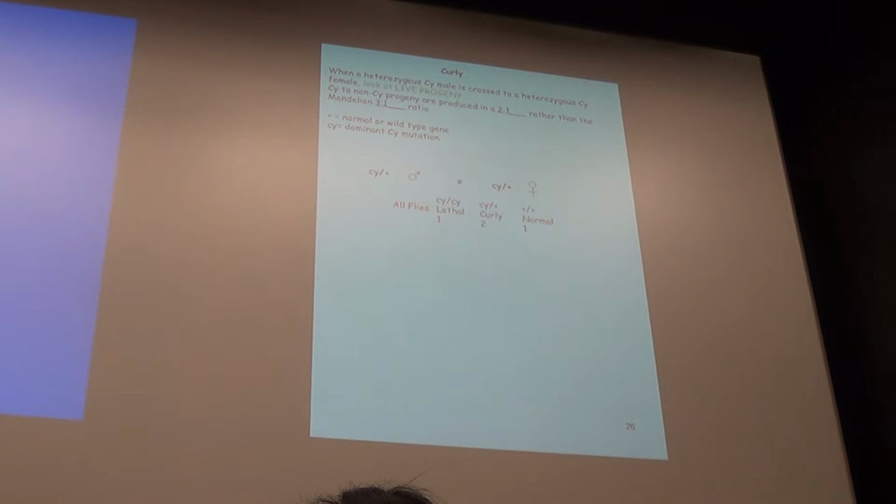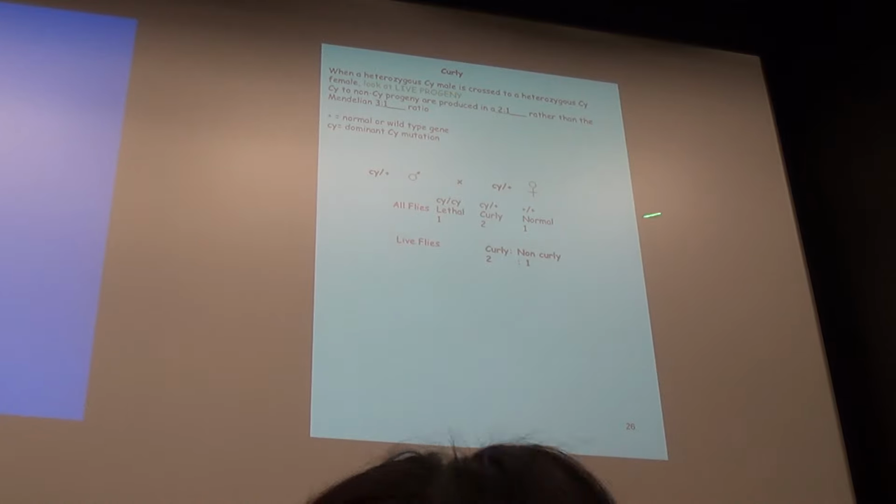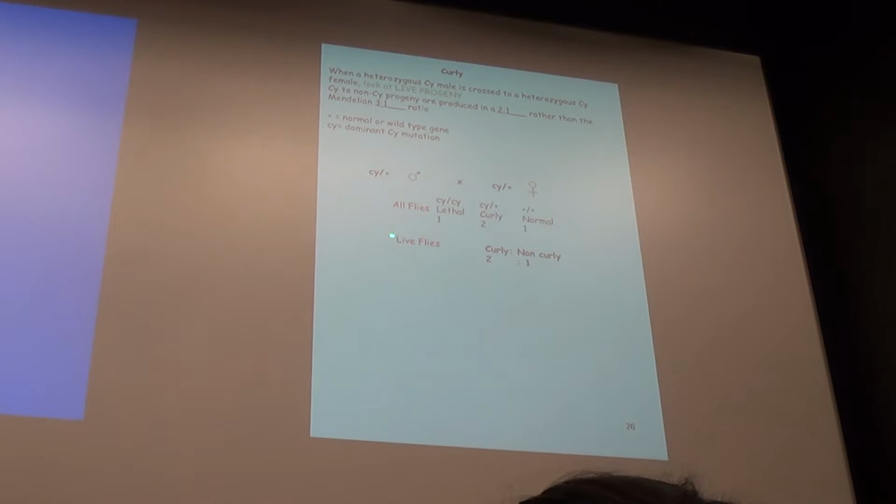And so the ratio is altered. It's not a 3:1 ratio, but it's a 2:1 ratio. A 2:1 ratio indicates that the curly homozygous condition is lethal. And you've lost it. So a 2:1 ratio of a heterozygous to a heterozygous is an indication of lethality. So at the level of all of the flies, we would see this ratio. But at the level of looking at just the live flies, counting live flies, the ratio would be 2 out of the 3 live flies would be curly and 1 out of the 3 live flies would be flat.